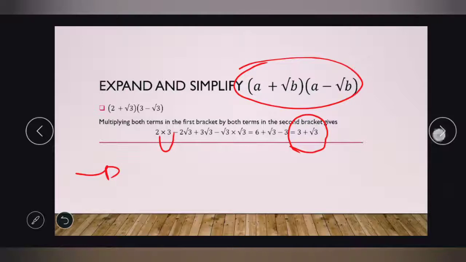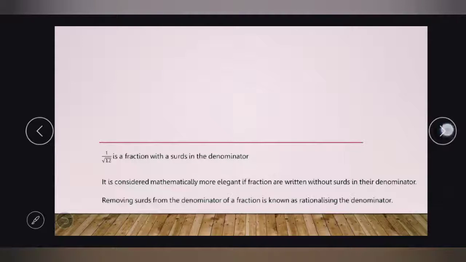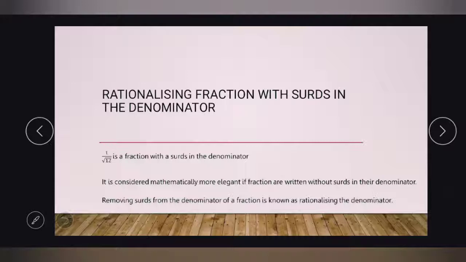Okay, the next. This is rationalizing fractions with surds in the denominator. For example, 1 over the square root of 12 is a fraction with a surd in the denominator. It is considered mathematically more elegant if fractions are written without surds in their denominator. So, 1 over the square root of 12 is not elegant.